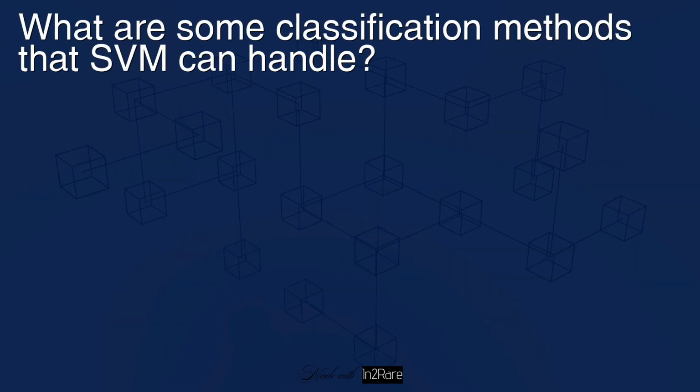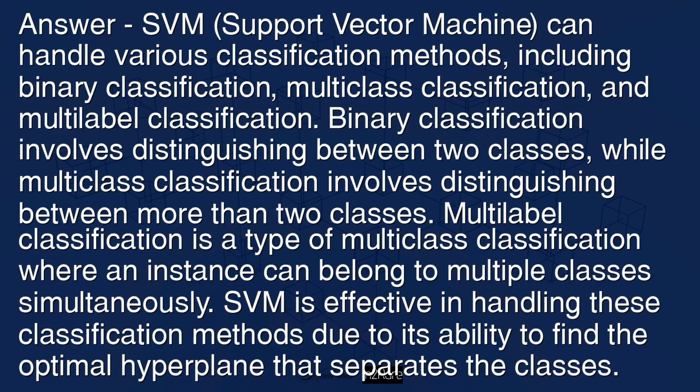What are some classification methods that SVM can handle? Answer: SVM, support vector machine, can handle various classification methods including binary classification, multiclass classification, and multilabel classification. Binary classification involves distinguishing between two classes, while multiclass classification involves distinguishing between more than two classes. Multi-label classification is a type of multi-class classification where an instance can belong to multiple classes simultaneously. SVM is effective in handling these classification methods due to its ability to find the optimal hyperplane that separates the classes.